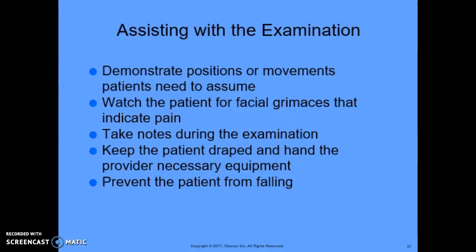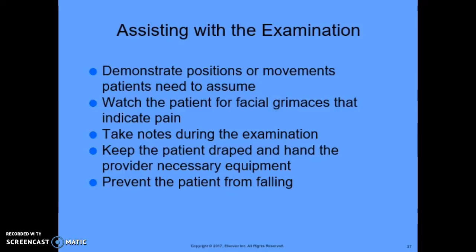When you're assisting in the examination, demonstrate positions or movements patients need to assume, watch the patient for facial grimaces that indicate pain, take notes during the examination, keep the patient draped, hand the provider necessary equipment, and definitely prevent the patient from falling.